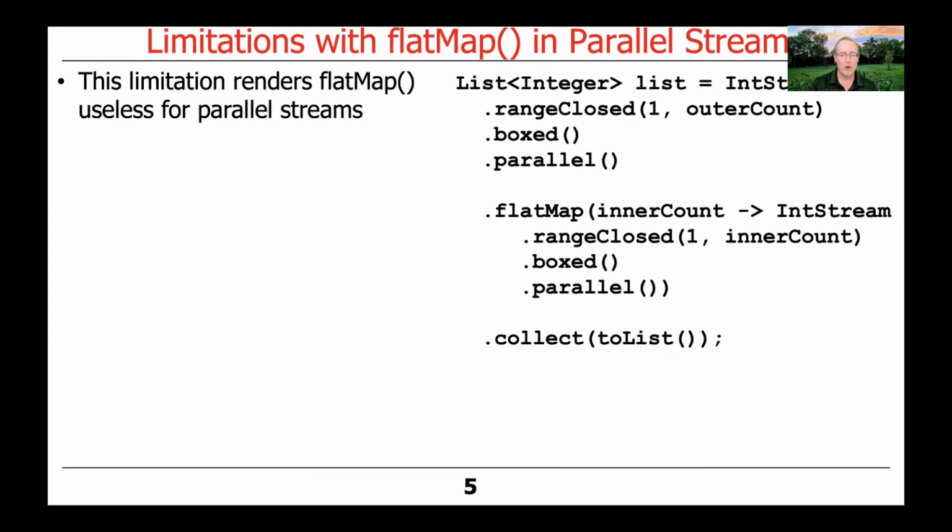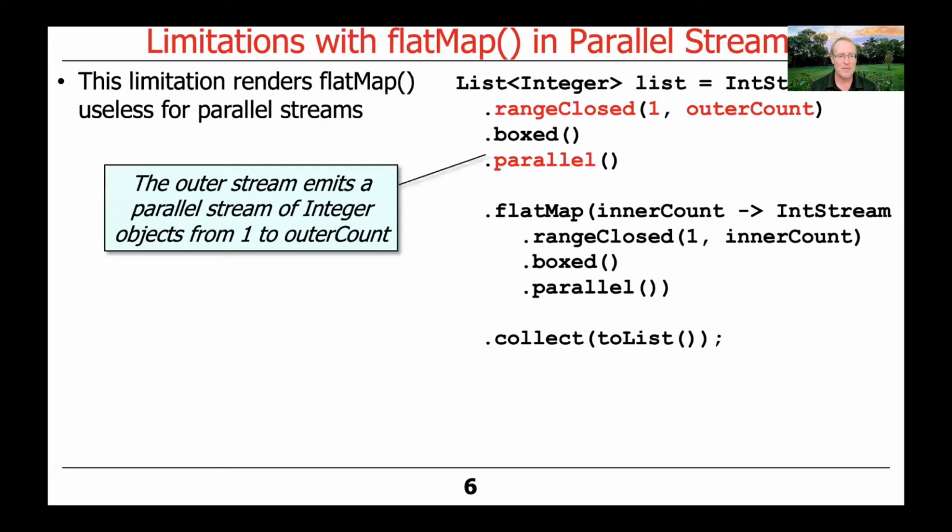So here's a little program. We're going to walk through this in more detail in a minute. In this program, the outer stream will emit a parallel stream of Integer objects going from 1 to outer count. You can see we have an IntStream. We generate values from 1 to outer count, we box them up so they're Integers instead of ints, and then we make that run in parallel.